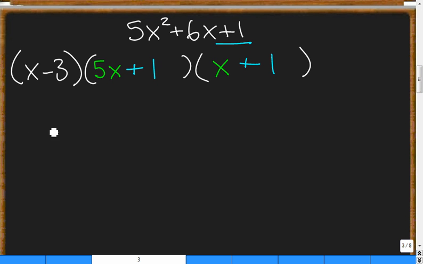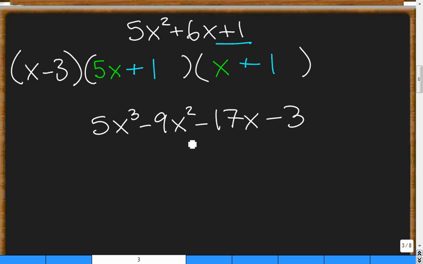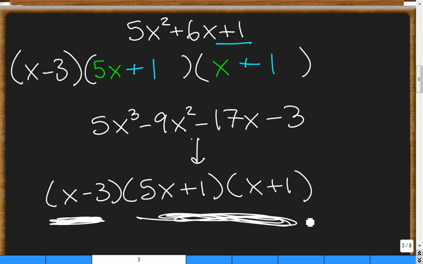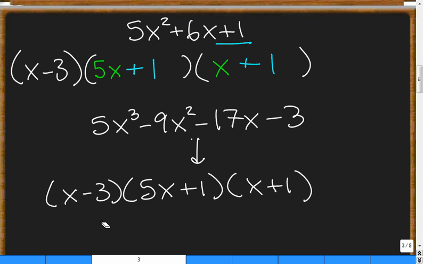We know that 5x cubed minus 9x squared minus 17x minus 3 breaks down into x minus 3 times 5x plus 1 times x plus 1. So we needed to guess and check to find this, and then we had more traditional methods to find this part. This is a rather complicated procedure, but it's something that we can do using the remainder theorem and using what we know about factoring.